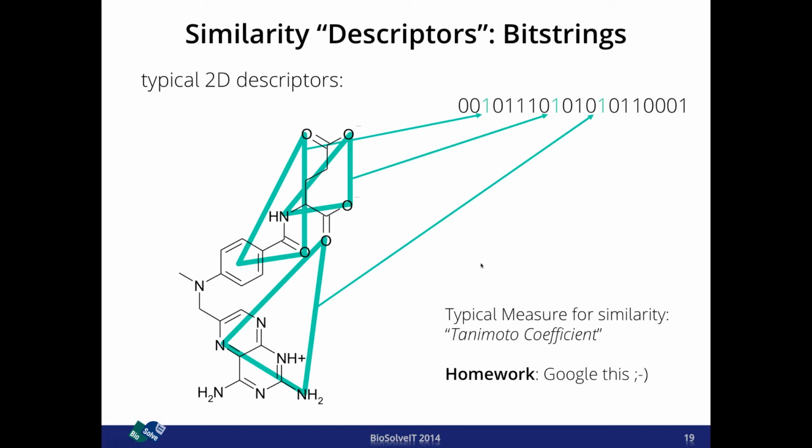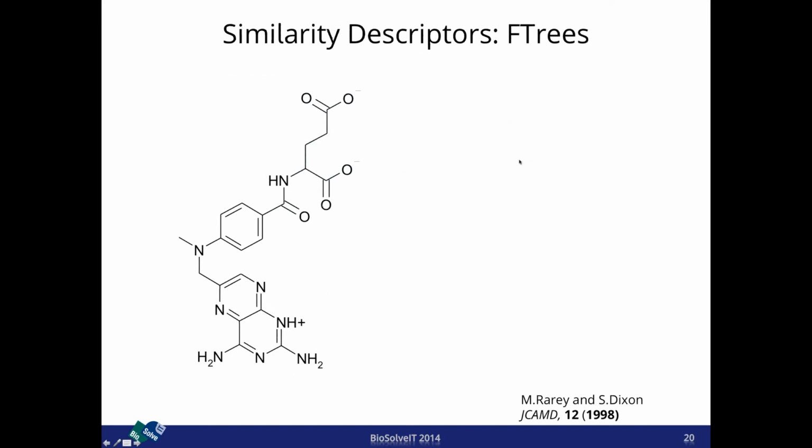The typical measure here, when we combine two bit strings, is the so-called Tanimoto coefficient. And I wrote down here, homework, Google this, because for reasons of time I can't go into all details here. But essentially it's the difference between two bit strings here.